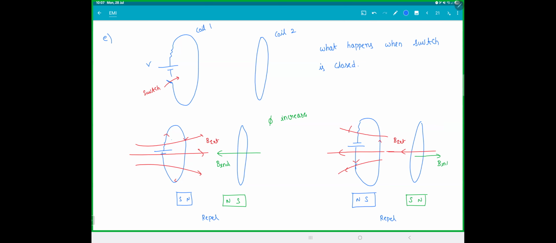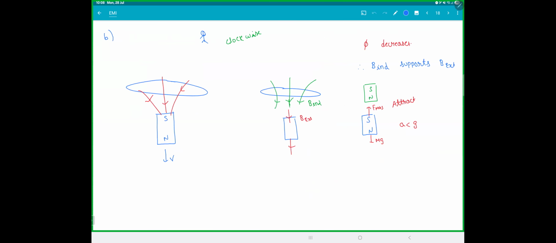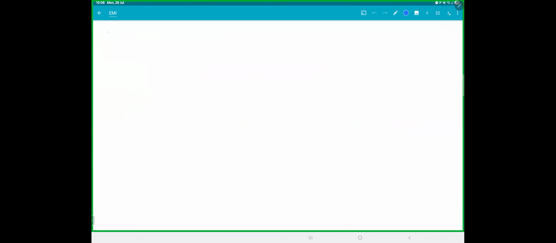Clear with this? In both the cases, it will repel. Doesn't matter which way the current flows. Any doubts on this? Can you see what we're doing? We are combining EMI with creating the magnetic field of a coil and all that stuff. So they can ask theoretical questions like this. This entire fourth question is all theoretical stuff. You get some pretty good questions like this. Let's see one more.